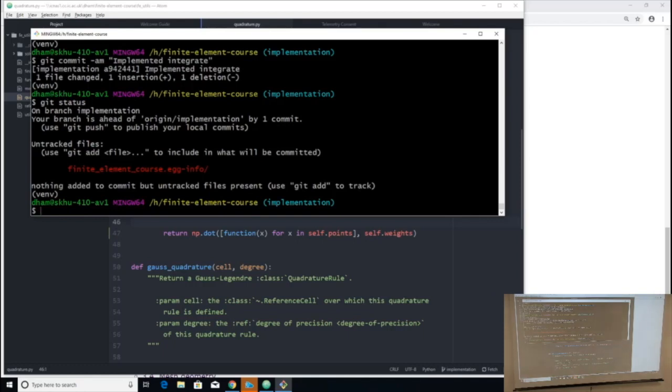So now it says, on branch implementation, yep, your branch is ahead of origin implementation by one commit because there's one commit locally that doesn't exist in GitHub. And then there are no changes. So this is just saying, and these are the files that I'm not looking at. And this file, if you care, is a technical file to do with the way Python works. I can explain offline to people what that actually does if they really want to know. And so now what I need to do, why does this keep inserting tildes? So now what I need to do is push, which I do by typing git push.